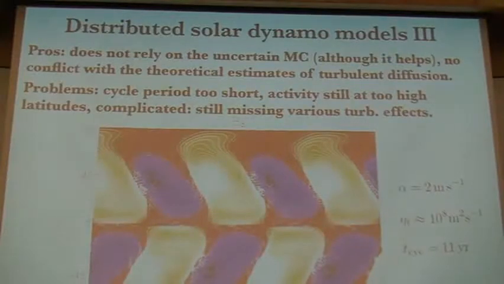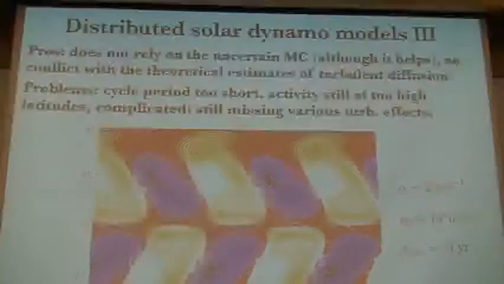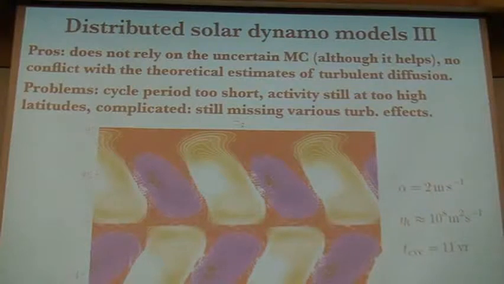And then we don't really have a conflict with the theoretical estimates of the turbulent diffusion. At least the magnitude, we don't have a big conflict. But of course, in this case, we were just using a scalar eta t, and didn't take into account any of the other components, because it would also be highly anisotropic in this case.